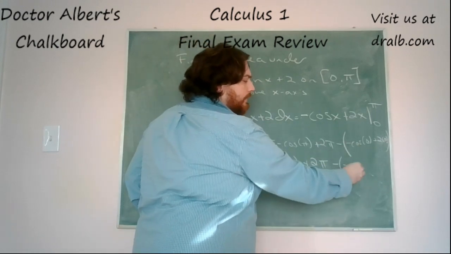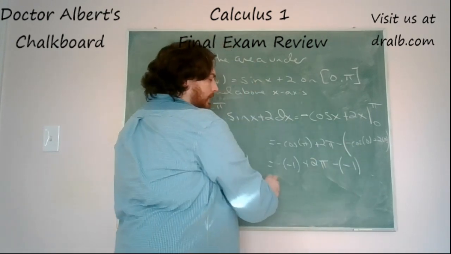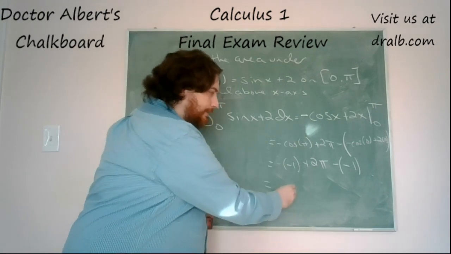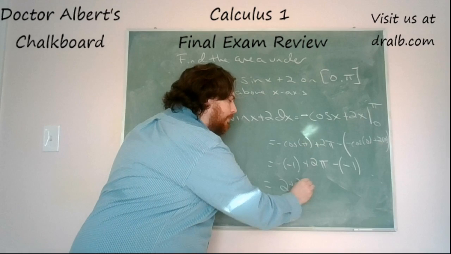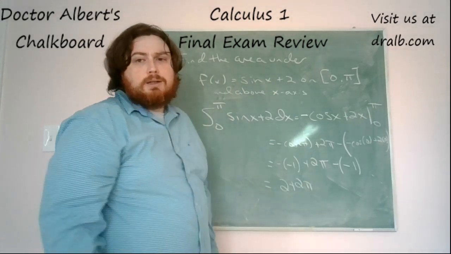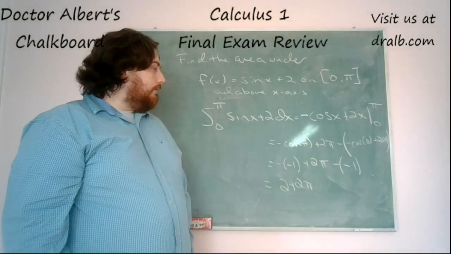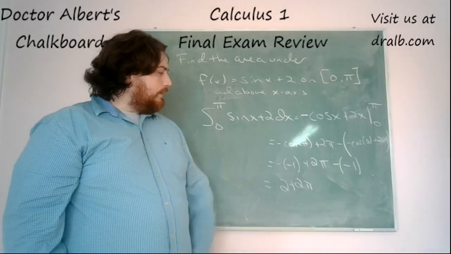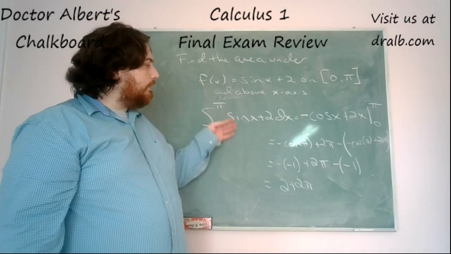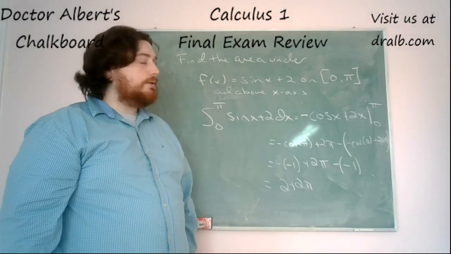Then cosine of 0 is 1. So if I get rid of some of these negatives, I just end up with 1 plus 2 pi is 2 plus 2 pi. And so that's exactly what we're looking for here: the area under the curve is going to be 2 plus 2 pi, because that's the definite integral from 0 to pi of sine of x plus 2.